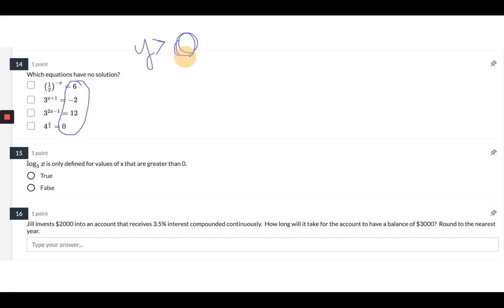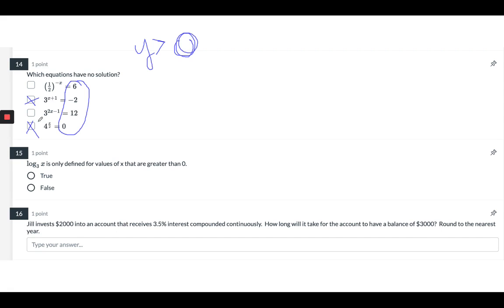The range of an exponential function, our outputs, have to be greater than 0. So what I circled here are the outputs. They have to be greater than 0. When I'm looking at this first one, 6 is greater than 0, so that has a solution. But this second one does not have a solution because negative 2 is not greater than 0. The third one has a solution because 12 is greater than 0. But the fourth one does not because it's equal to 0 and 0 is not greater than 0.